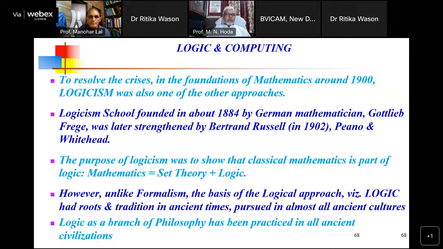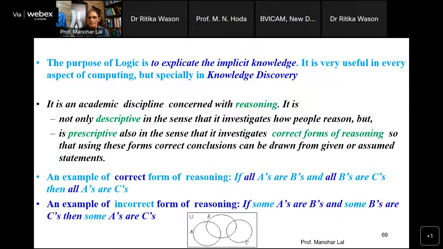in computing. So, the logicism school, founded in 1884 by the German mathematician Gottlob Frege, was later strengthened by Bertrand Russell and Peano. I'm talking of history because this is a lecture on history. The purpose of logicism was to show that classical mathematics, however, unlike formalism, the basis of the logical approach is quite ancient. Logic had been a branch of philosophy since ancient times. So briefly, we'll look at the history of logic in India and Greece particularly.